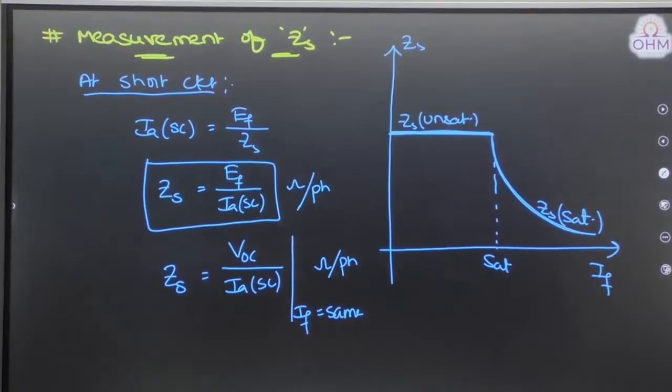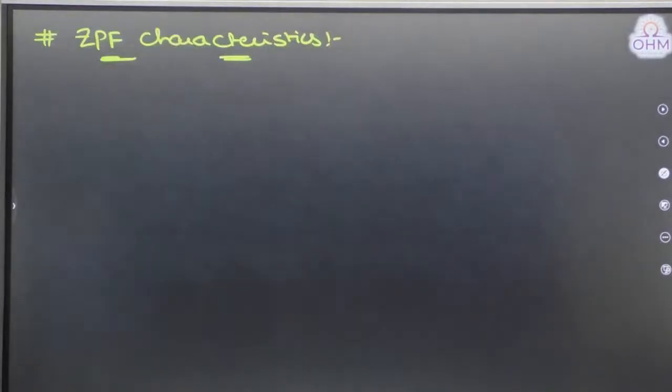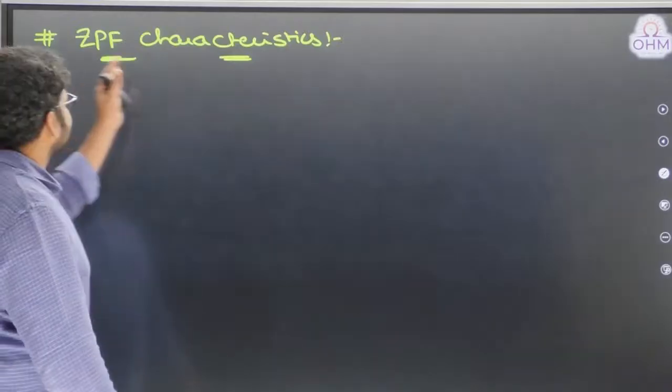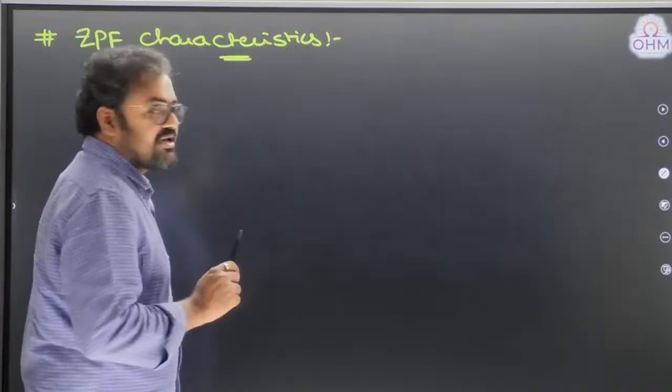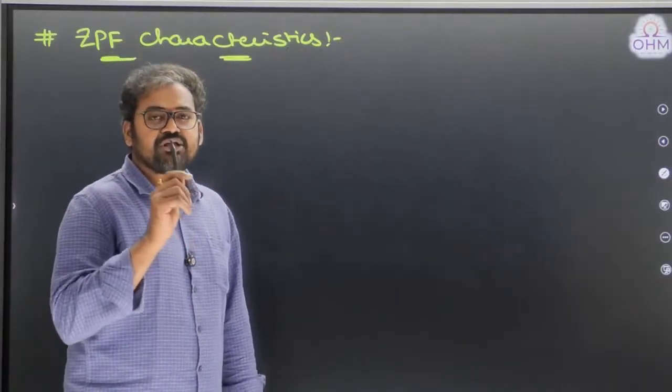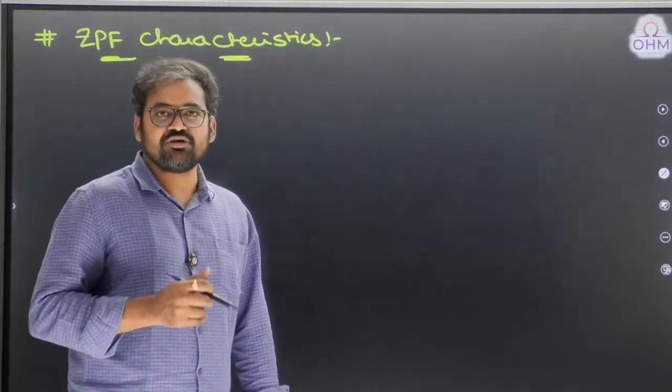Coming to zero power factor characteristics, the next one. We have seen open circuit characteristics and short circuit characteristics right now. Now let us try to understand zero power factor characteristics. Very simple characteristics. First of all, why is the word zero power factor used? Very simple. While drawing these characteristics, we will connect a pure inductive load on the terminals of the alternator.